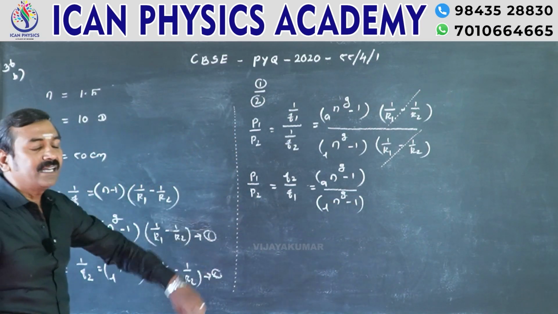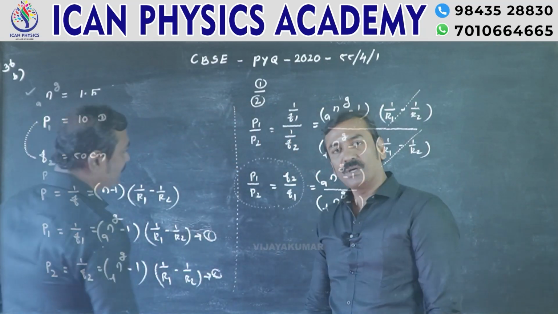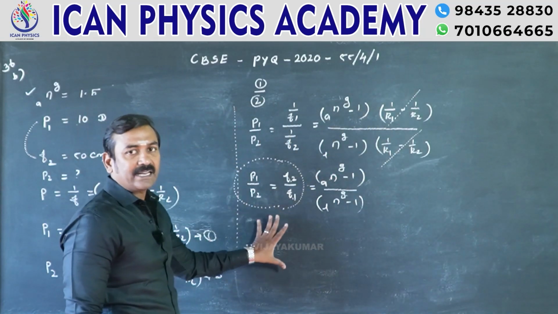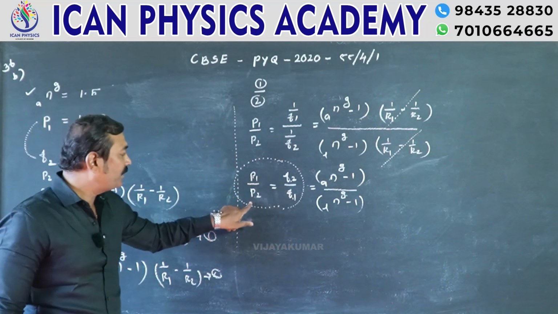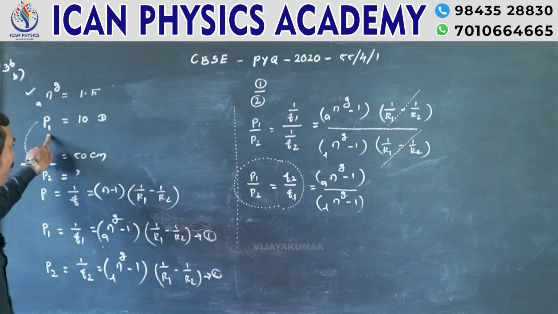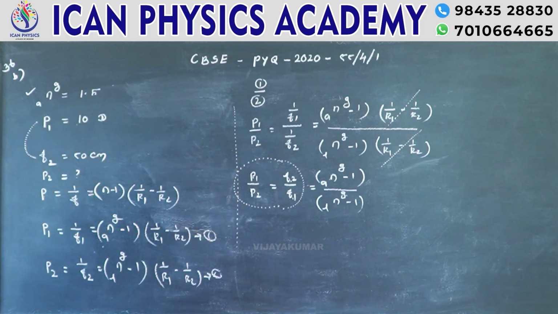Okay, so this is the required formula to solve this particular problem. P1 by P2: we know the value of P1, so we have to calculate the value of P2. So how can we relate these two?